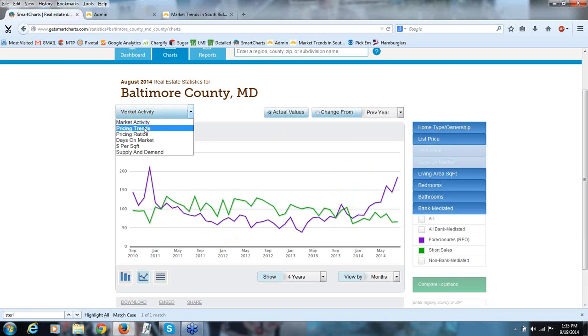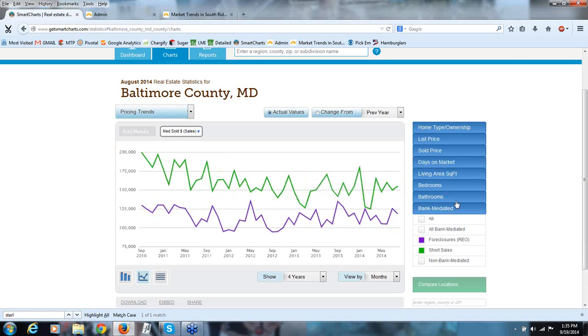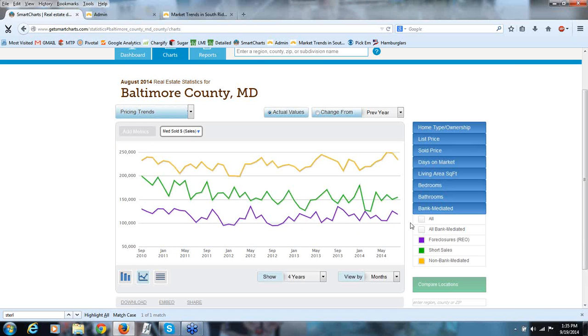Let's take a look at the pricing trends there to see what kind of premium there might be, or what kind of discount there might be for foreclosures versus non-bank mediated. And we can see here, when I turn on non-bank mediated, it's just a nicer way of saying non-distressed. So use those hand in hand. All bank mediated is basically what you think of as distressed homes. Foreclosures, 118K. Short sales, 155K. And standard sales are at 234K.